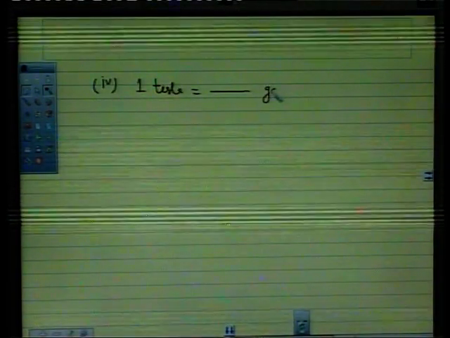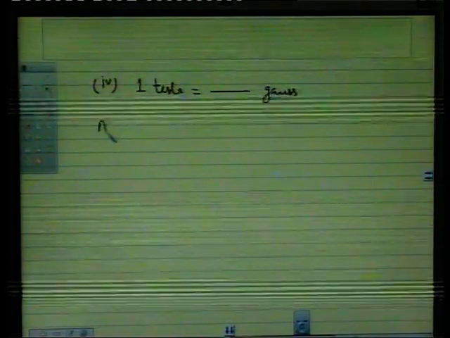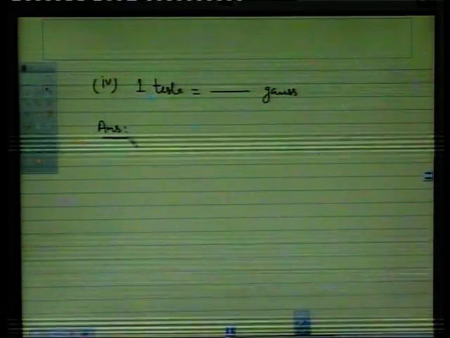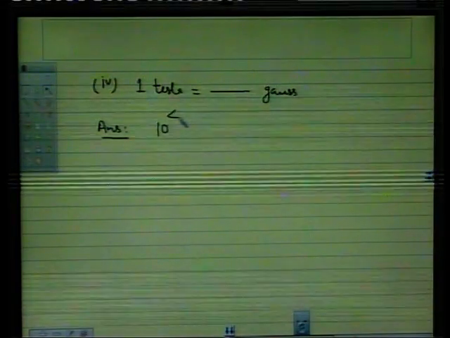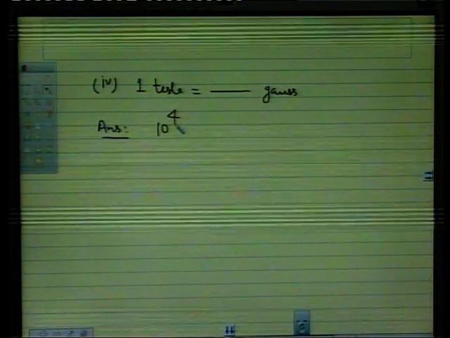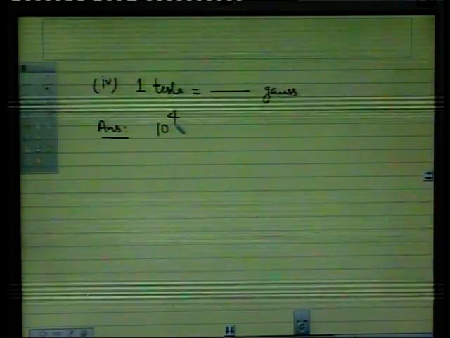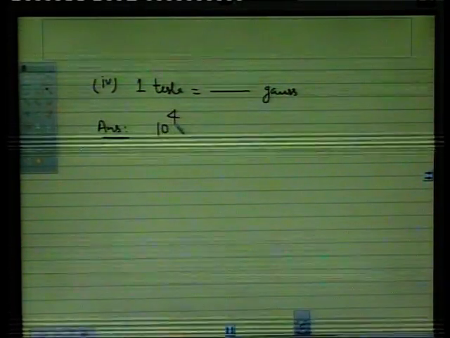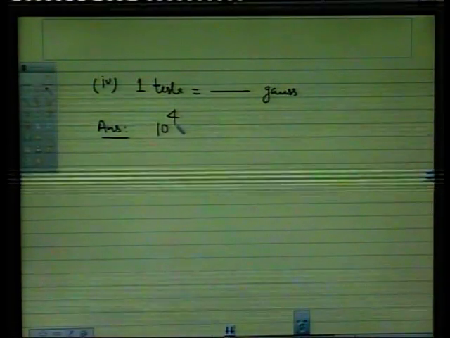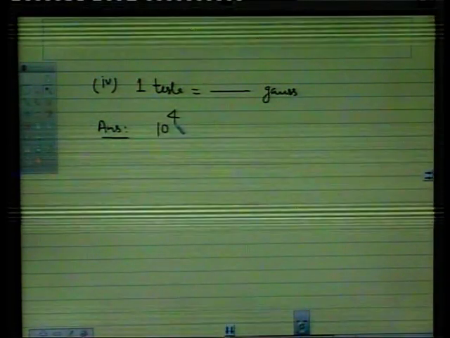The fourth question is, under this fill in the blanks, 1 Tesla is equal to dash Gauss. In the chapter of Electromagnetism you have studied that 1 Tesla is equal to 10 the power 4 Gauss. Tesla is the SI unit of magnetic field and Gauss is the CGS unit, and 1 Tesla is equal to 10 the power 4 Gauss.